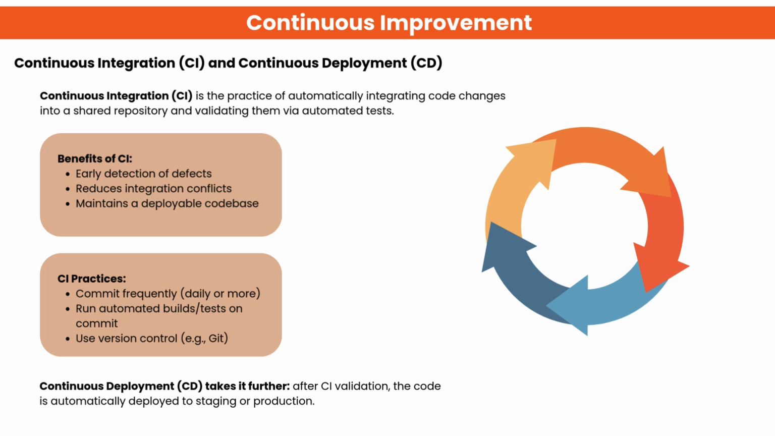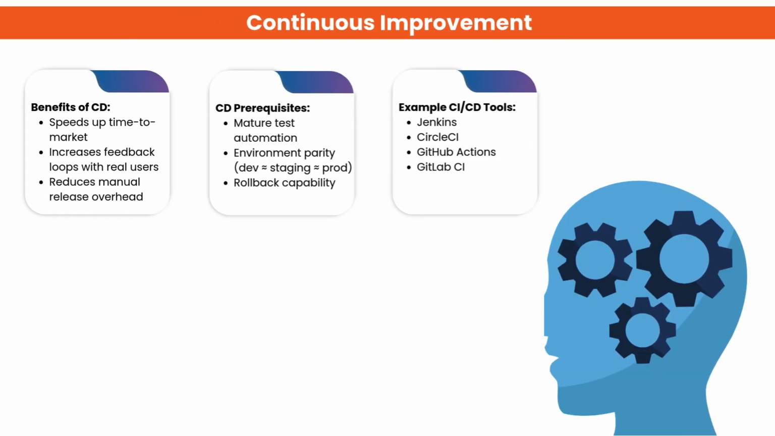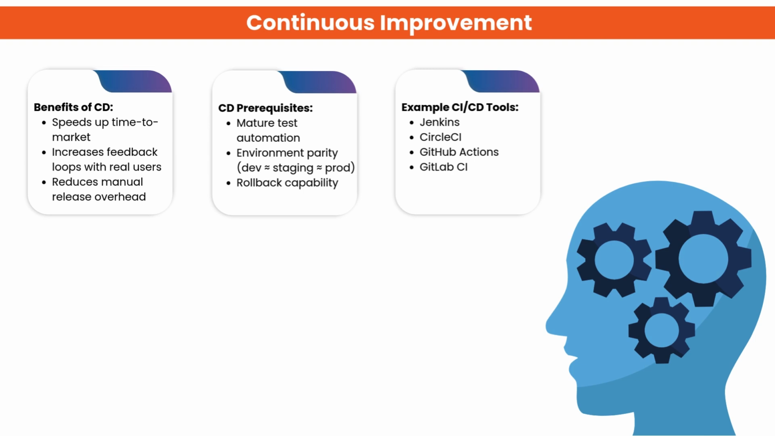Continuous deployment goes a step further by automatically deploying validated code to staging or production. Continuous deployment focuses on delivering changes to production automatically after successful testing. Key benefits include faster releases, quicker user feedback, and reduced manual effort. Requires strong test automation, consistent environments, and rollback options for safety. Common CI/CD tools include Jenkins, CircleCI, GitHub Actions, and GitLab CI.